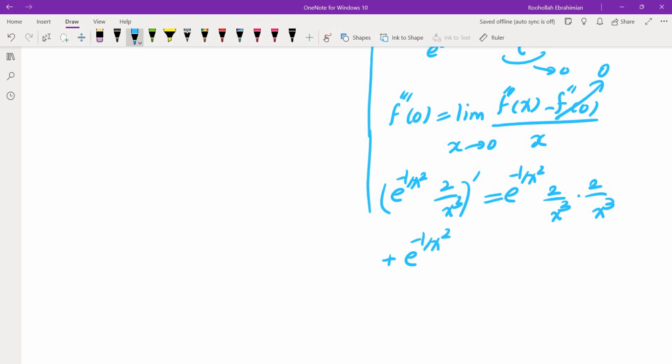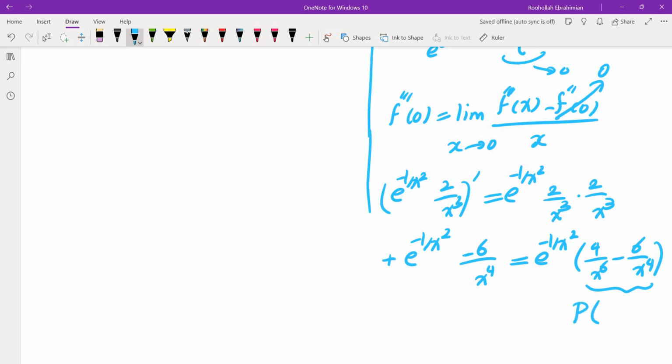E to the power of negative 1 over x squared, and then minus 6 over x to the 4th. But really what matters is that this is e to the power of negative 1 over x squared times a polynomial of 1 over x. So it's 4 over x to the 6 minus 6 over x to the 4th. So this is a polynomial of 1 over x: 4 times 1 over x to the power of 6 minus 6 times 1 over x to the power of 4. And regardless of what the polynomial is, if we show that e to the power of negative 1 over x squared goes to 0 faster than any polynomial of 1 over x as x approaches 0, then we would be able to show that this product approaches 0. So that's what we need to do.